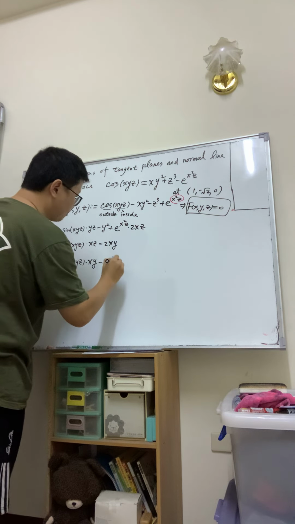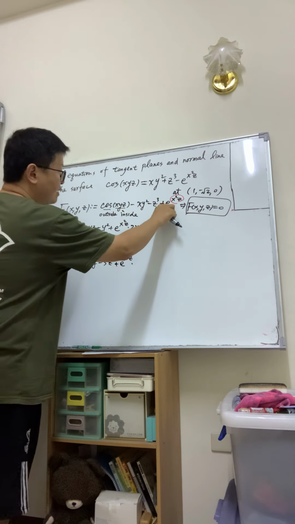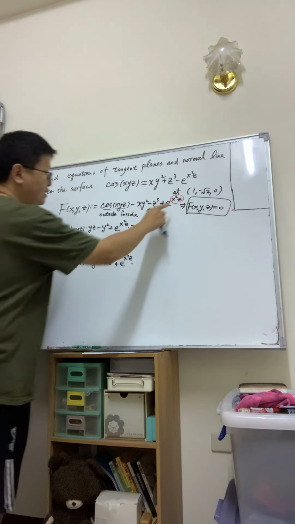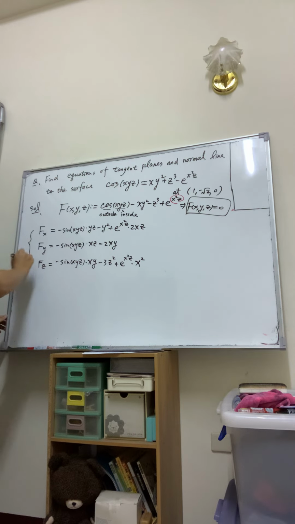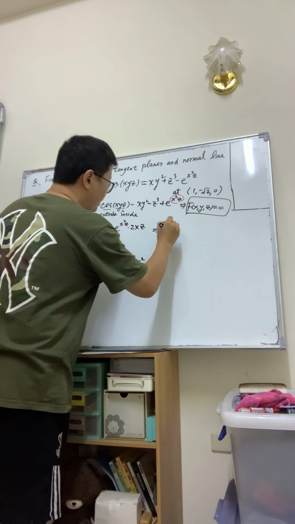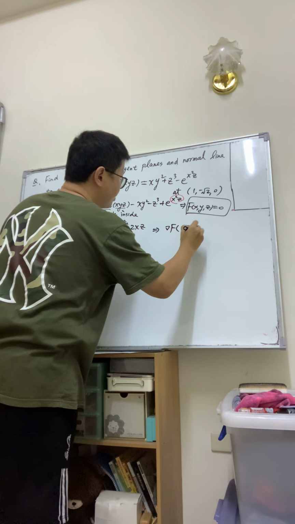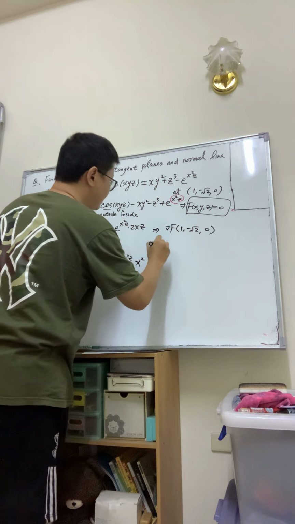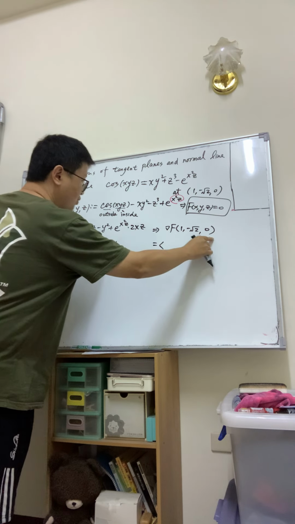And this part is plus exponential x squared g, times the derivative of the inside function. Now x squared is constant, keep it. G has derivative 1, so it's x squared. So we have this one, and once we have it, we can write down its gradient. Gradient f at the point 1, negative square root of 2, 0. And the first one, just plug in the value 1, negative square root of 2, 0.